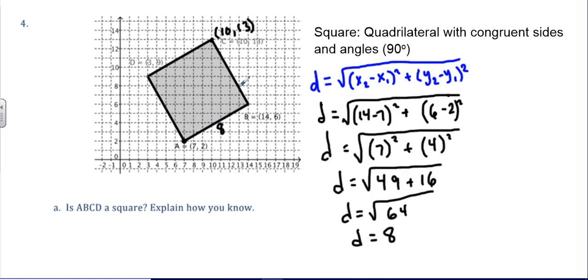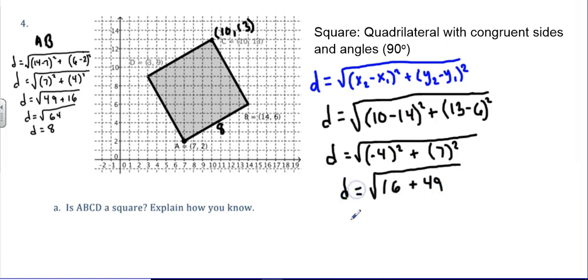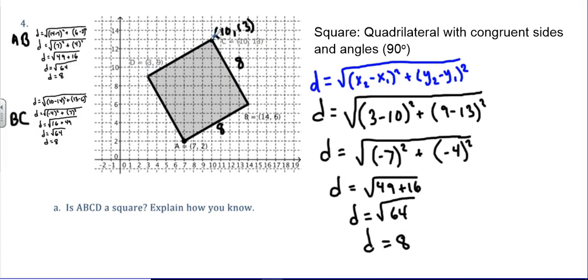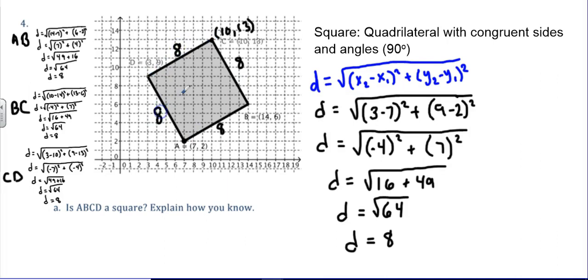Now I'm going to calculate the length of BC to see if it's the same. After substituting in the values, I'll simplify what's inside the parentheses, square what's in each set of parentheses, add, then take the square root. This means that the length of BC is also 8. Let's check CD. The side length CD is 8. So the length of DA is also 8. So all I've done so far is prove that this quadrilateral is a rhombus.